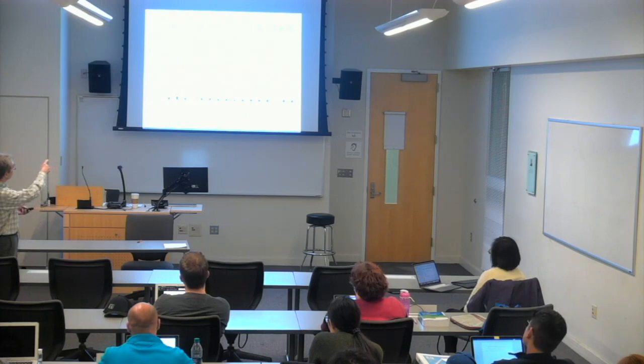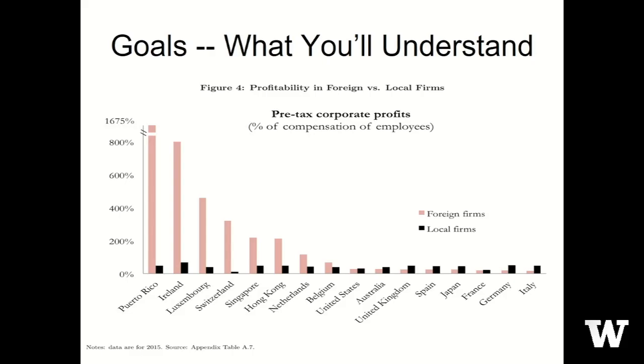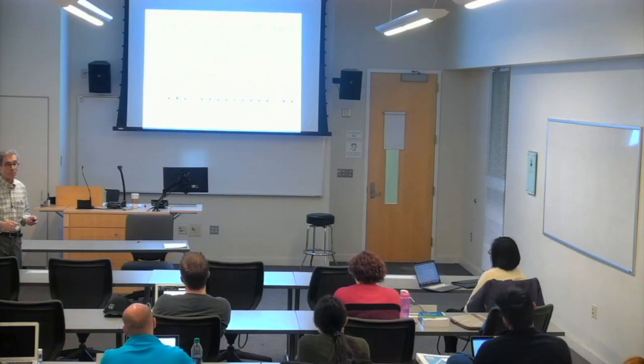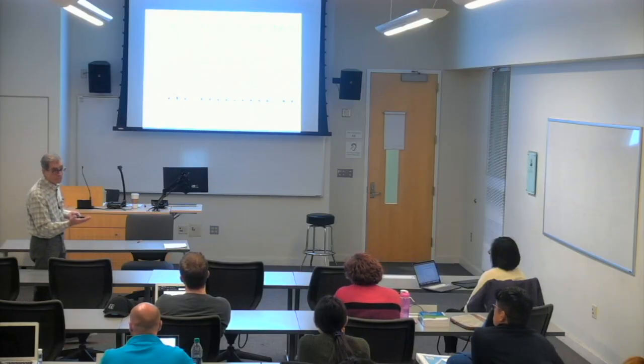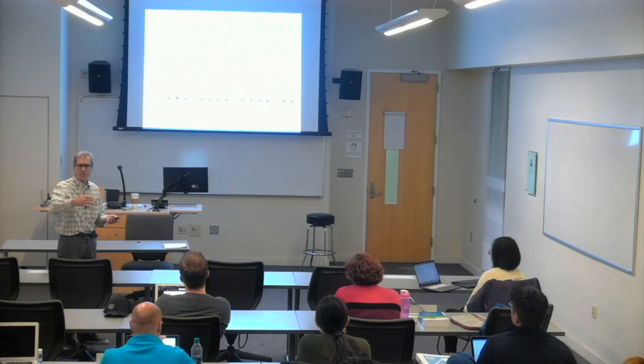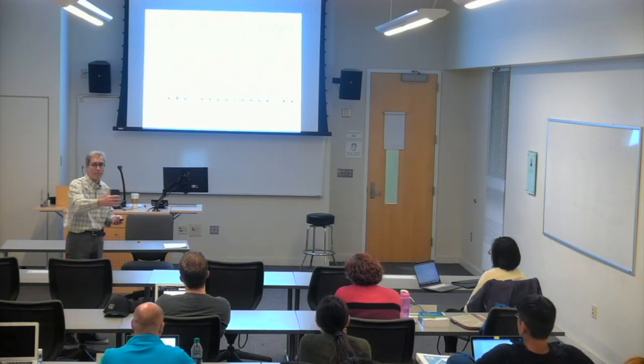And of course, notice when we get over to some of the major countries, which would be countries where there are real operations and real customers, Italy, Germany, France, Japan, Spain, UK, Australia, US, the profitability as a percentage of compensation of employees is higher for local firms than it is for foreign firms. This is a bit of smoke indicating there's some consistency here on aggregate numbers.